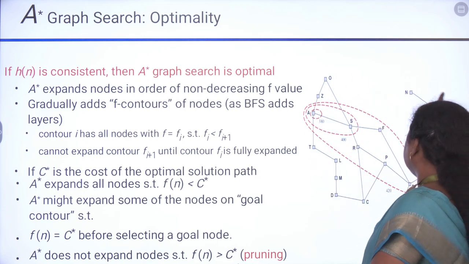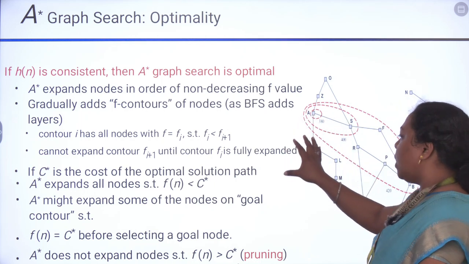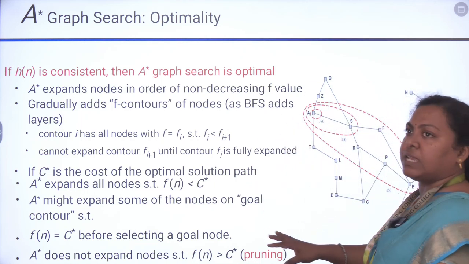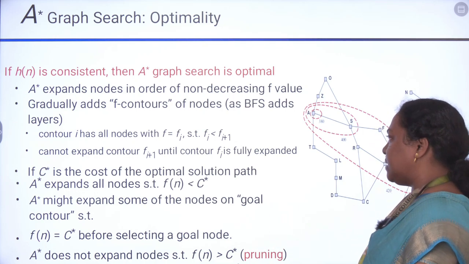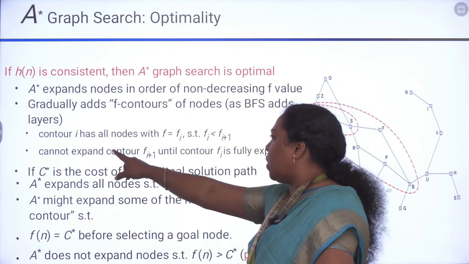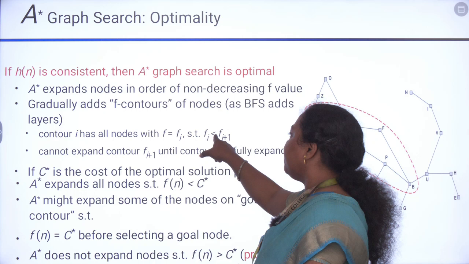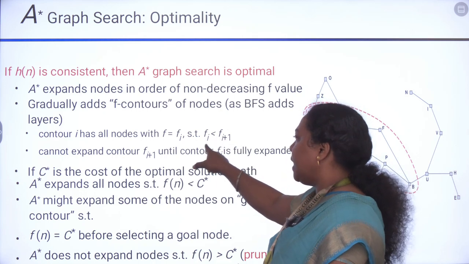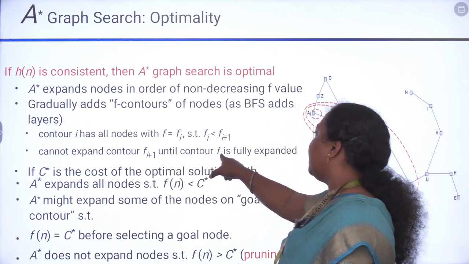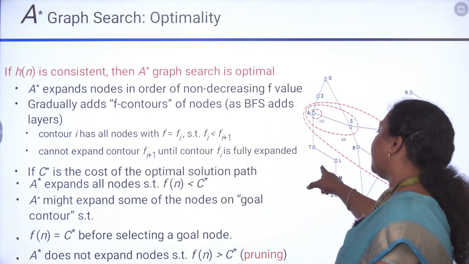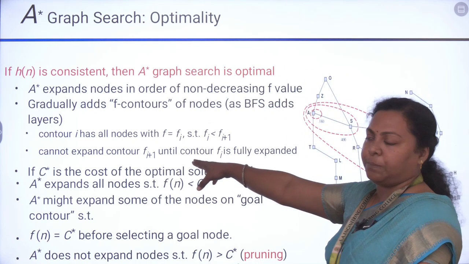It is not going to expand all the nodes, it just expands the nodes which are needed. It is not going to affect all other things, and it is not expanding the whole graph which is present here. So this gives us contours, where contour i has all nodes with f equal to f_i, where f_i is less than f_(i+1). Likewise, we cannot expand contour f_(i+1) until contour f_i is fully expanded. Only if f_i is fully expanded will we be able to expand i+1.